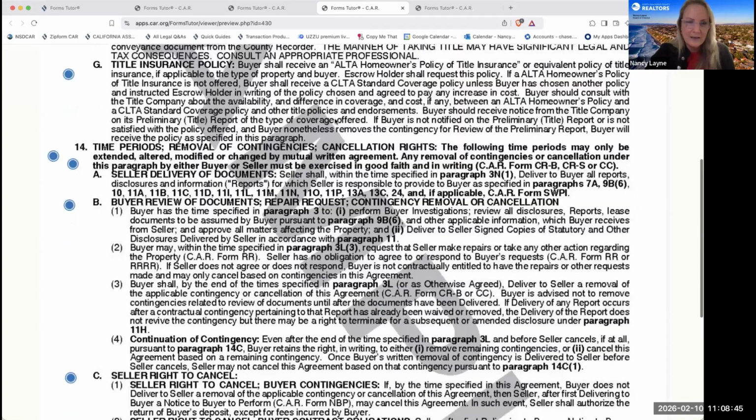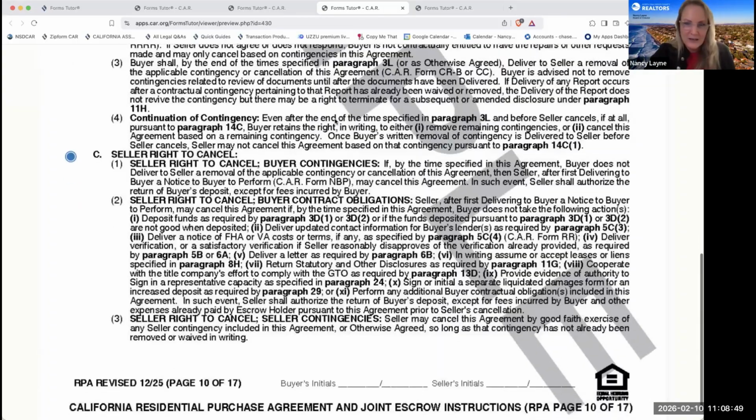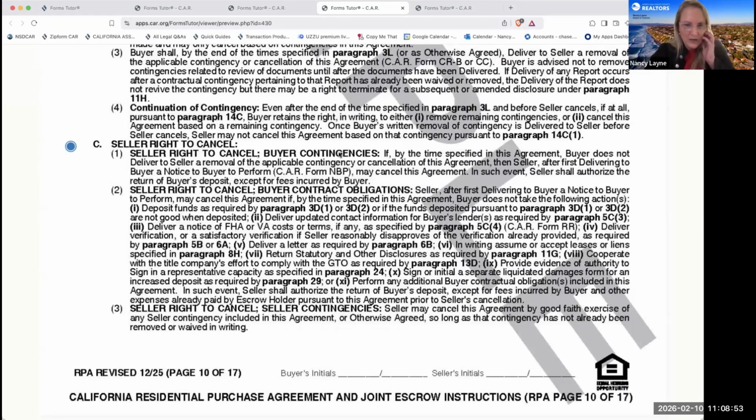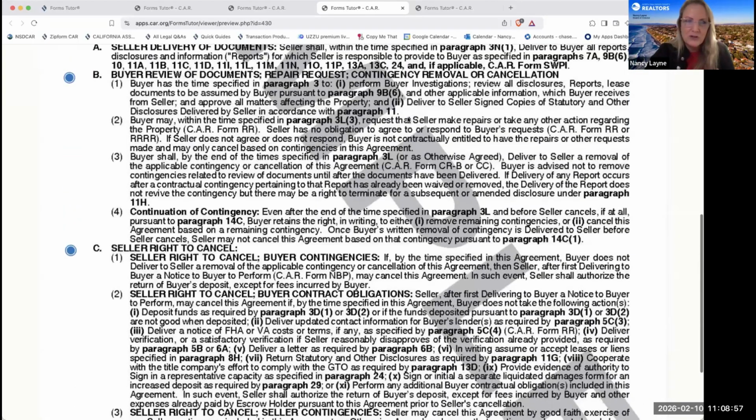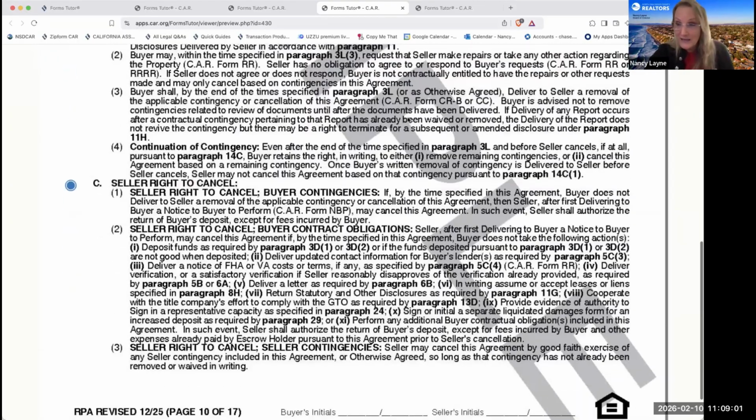Deed, investing, title insurance policy, time, removal of contingencies. All of these are pretty standard. Nothing really has changed on these. Seller's right to cancel. This gives that timeline that we've talked about. And this is one of the ones that's kind of interesting to me because a lot of times people don't understand. They understand the buyer's right to cancel a lot, but they don't understand the seller's right to cancel.